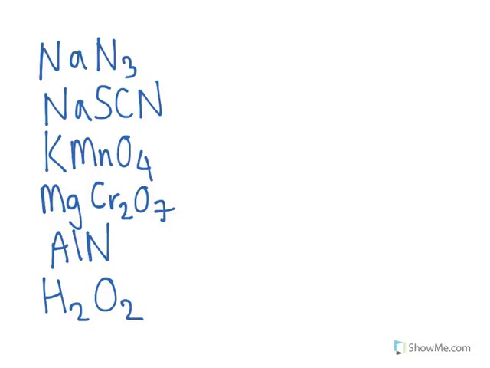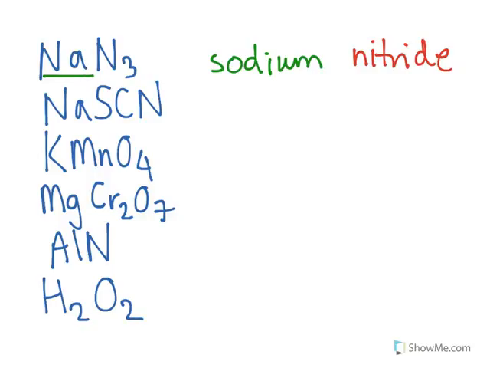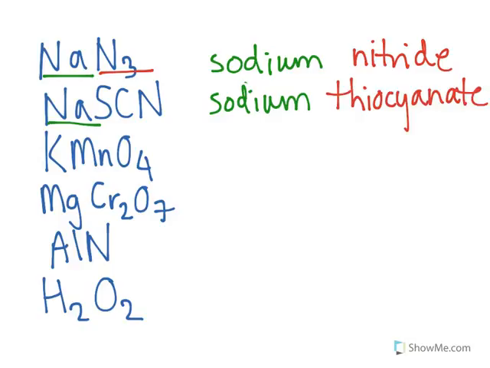Here are some less common ones. The first compound is known as sodium nitride. The second compound is known as sodium thiocyanate. The thio is from the sulfur, and the cyanate is from the CN.